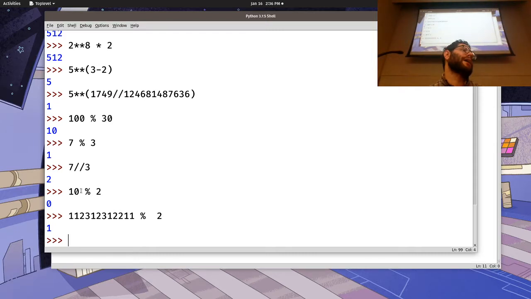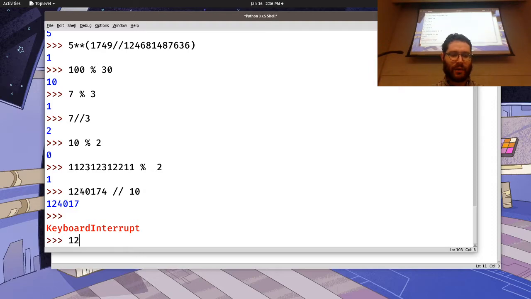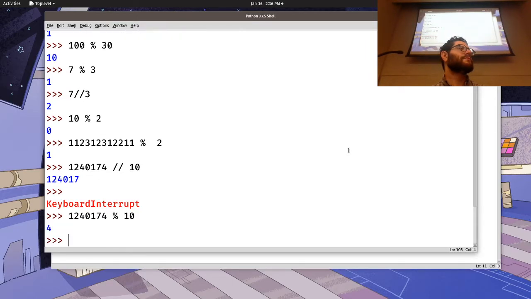The other common thing we mod by is 10. Remember how I said the way you throw out the last digit of a number is by dividing by 10. Well, if you mod by 10 instead, you throw out everything else instead. So for instance, 1240174 mod 10 gives us the last digit. It throws out everything but the last digit, which is pretty useful if you want to go through it one digit at a time. You can sequentially go through and divide things by 10 and mod things by 10.